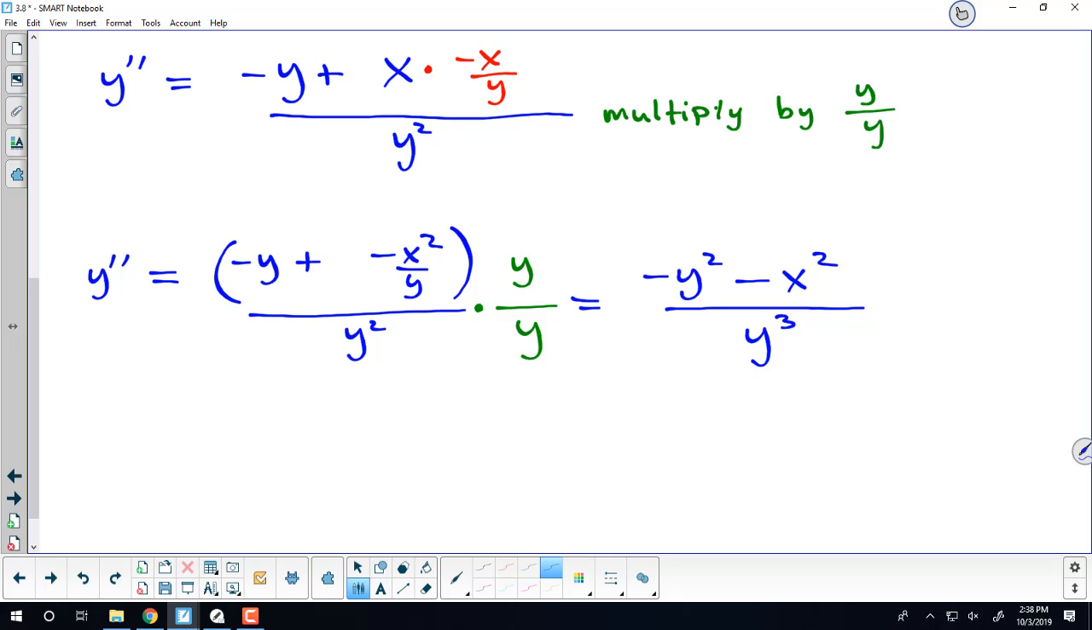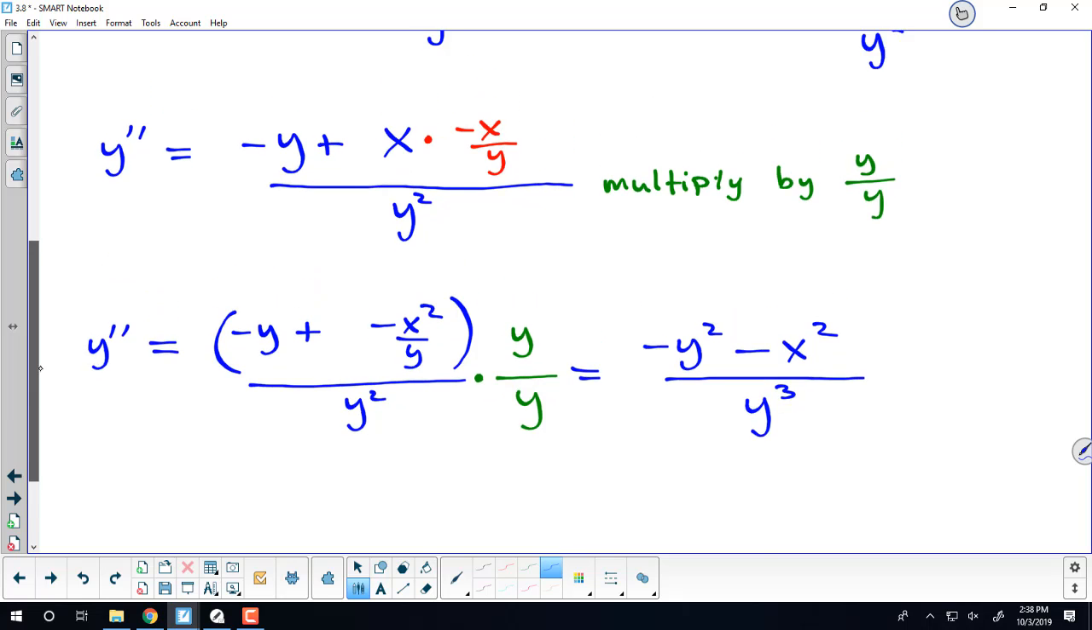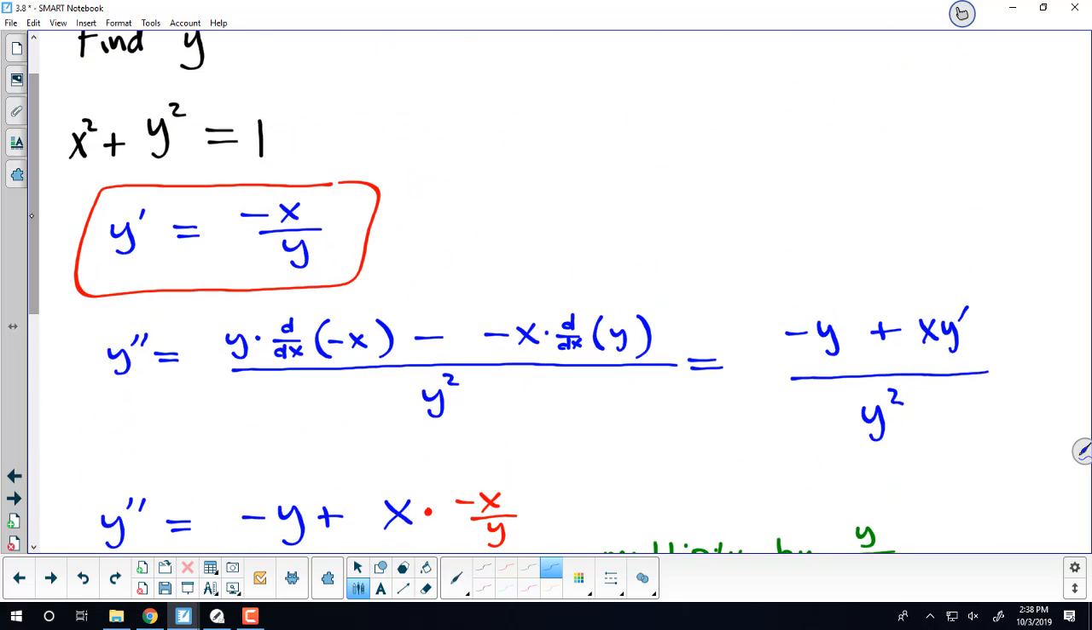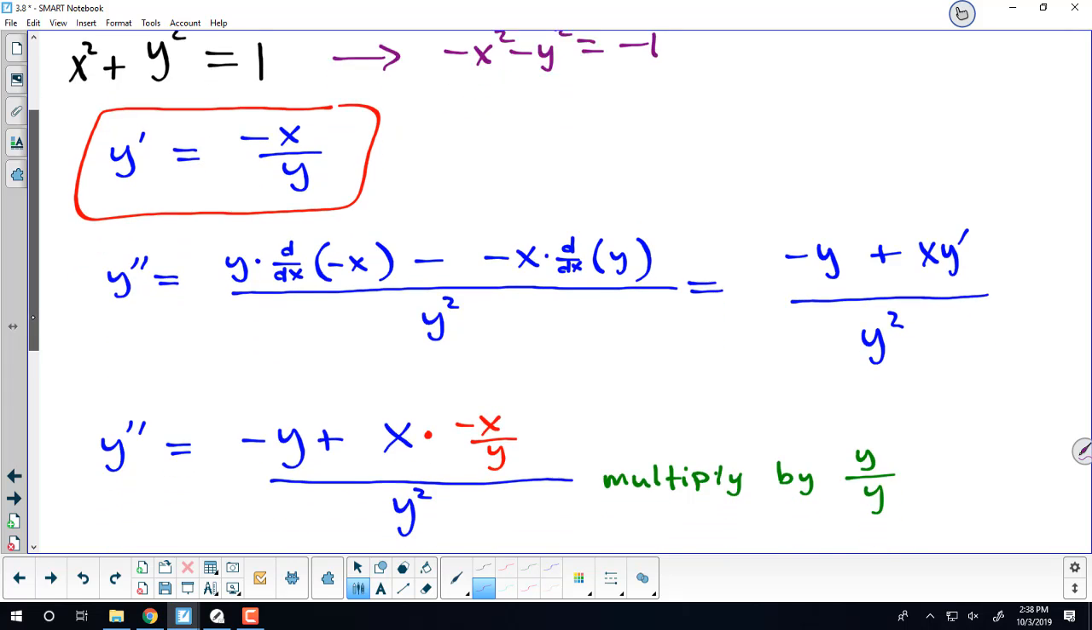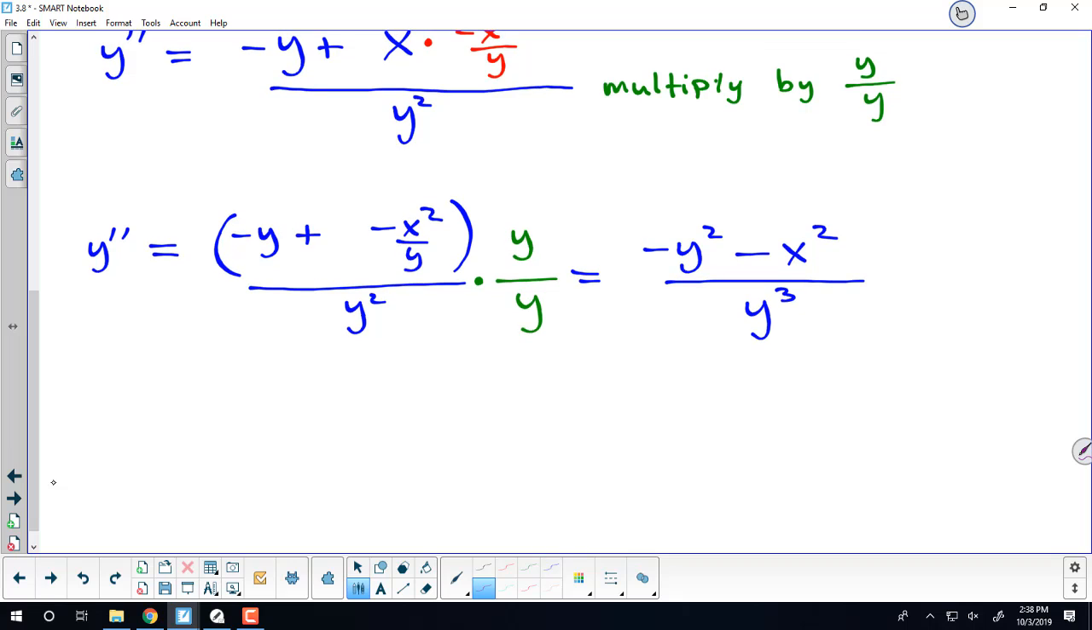The top is a difference of squares, but also the top is what? Oh, heck. 1. The top is not 1. The top is negative 1, right? Because if we know x squared plus y squared is 1, then if I negate that equation, I have negative x squared minus y squared equals negative 1. And that's what I have in the numerator of my second derivative: negative y squared, negative x squared.